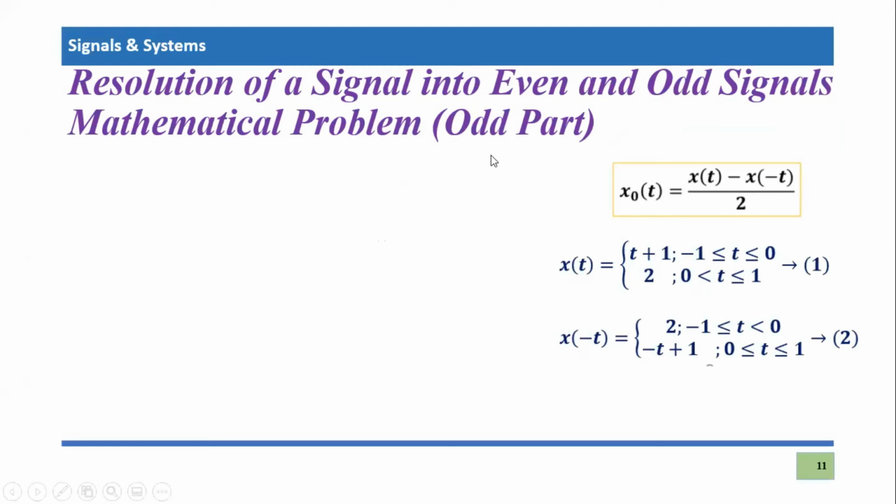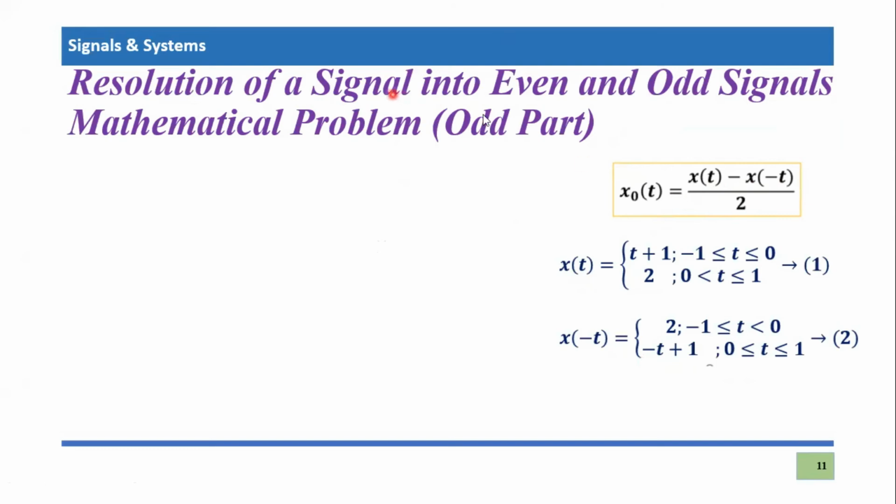So for the odd part, again, we need to follow the formula, and we can see that the formula is x of t minus x of minus t. In case of even, it was simply addition, and this time we need to subtract. Again, x of t is given by this one, x of minus t is given by this one. So we need to just subtract the corresponding values in the respective intervals.